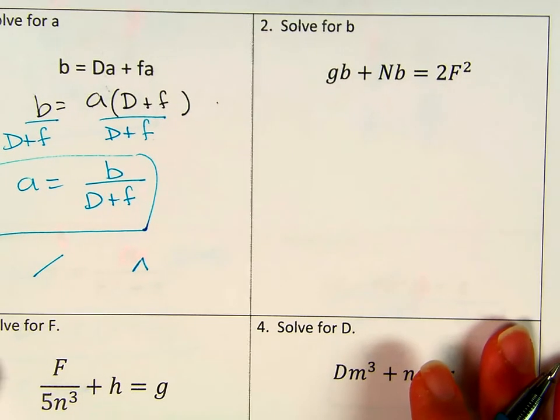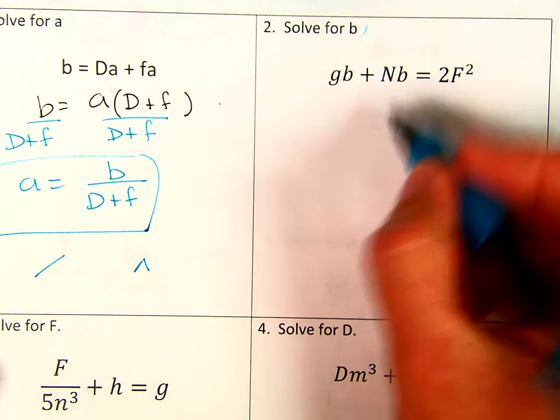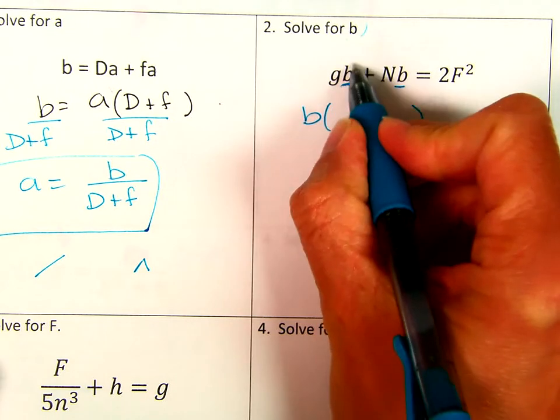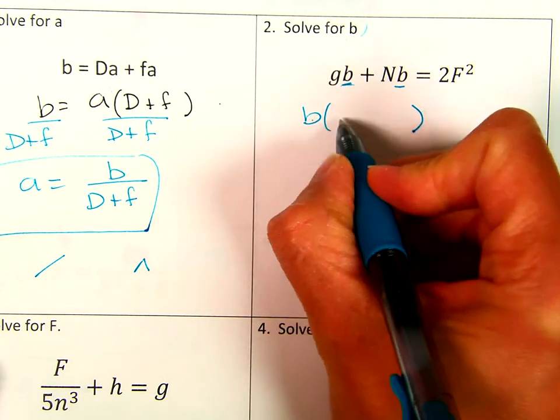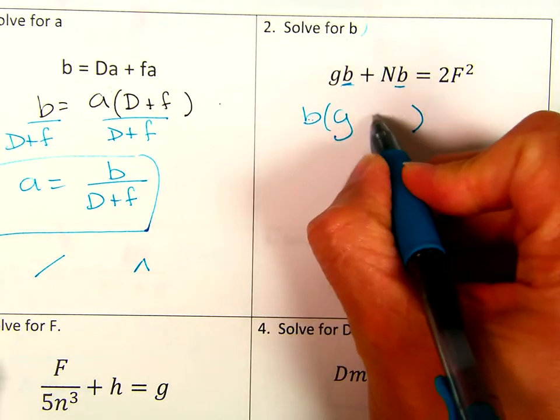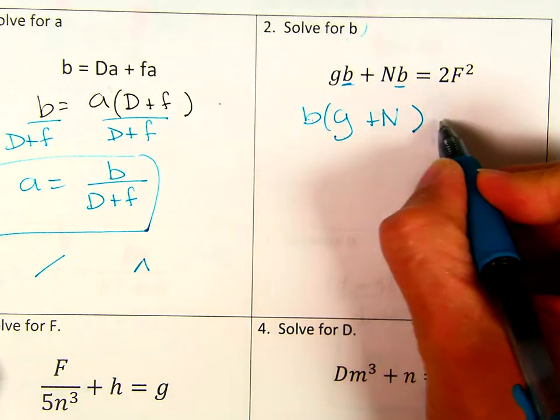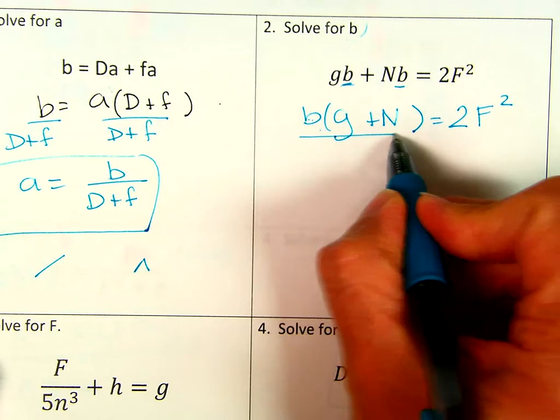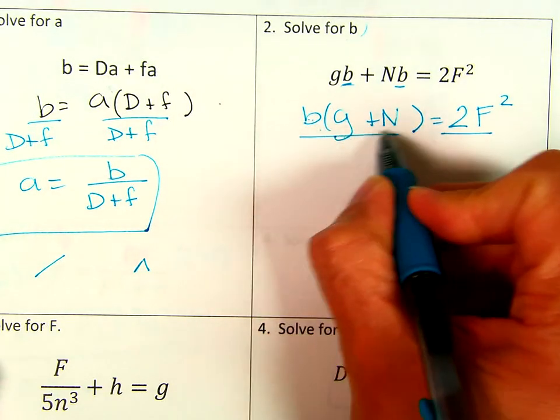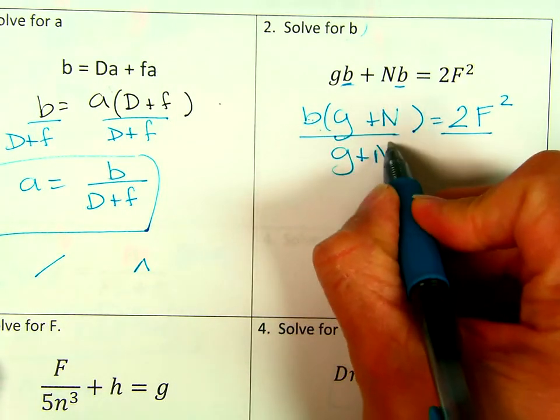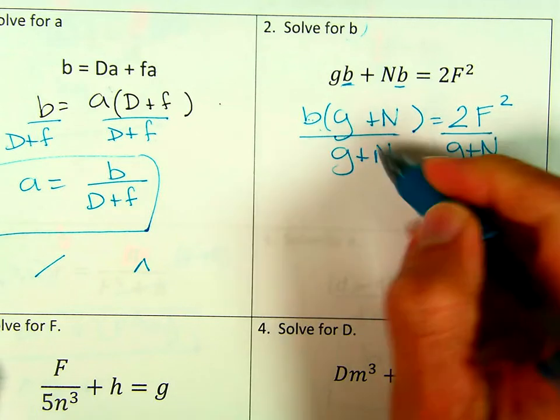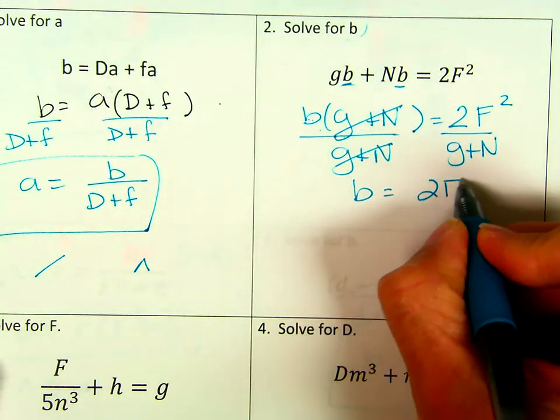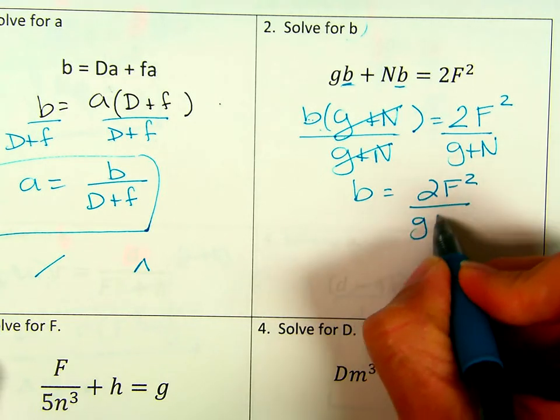And here we go. We need to solve for B, and there's two B's, so I'm going to factor out a B. And when I do that, I say what times B equals GB, what times B equals NB, and that would be G and N. And then I need to divide by whatever is being multiplied by B, which is G plus N. So I divide by G plus N. Those get me a 1, and 1 times B is just B. And I'm left with 2F squared over G plus N.